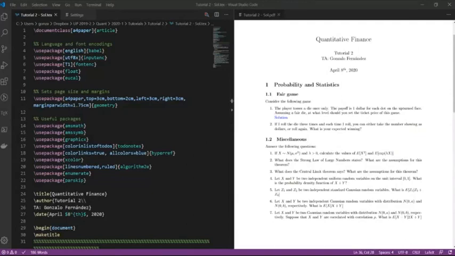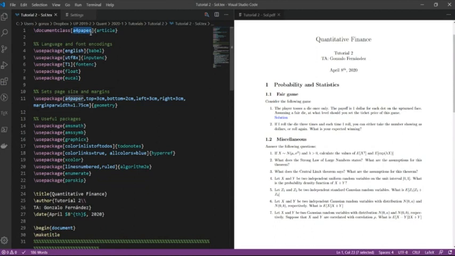All right. So you can see that I have several things over here. Now, the first line tells LaTeX that I want an A4 paper.